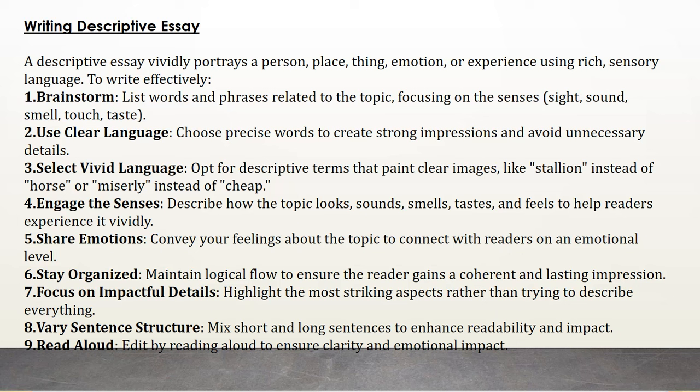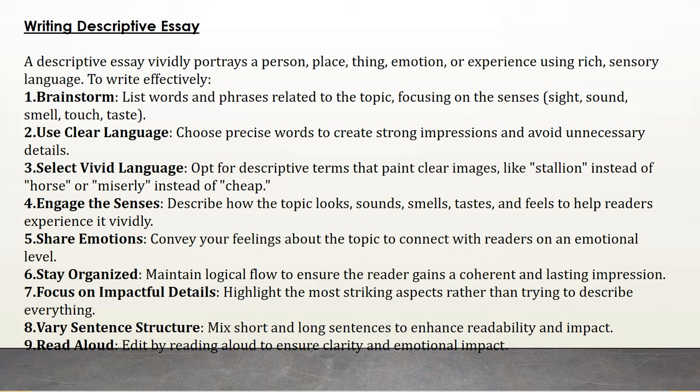So, the first thing is the brainstorming technique. So, what is the brainstorming technique? You have to list words and phrases related to the topic, focusing on the senses, like sight, sound, smell, touch. Using the sensory experience, you have to list the words and phrases, and include these kinds of words and phrases. Just as in the stories of Ruskin Bond, just as in the poems of Wordsworth, we see these kinds of sensory experience.